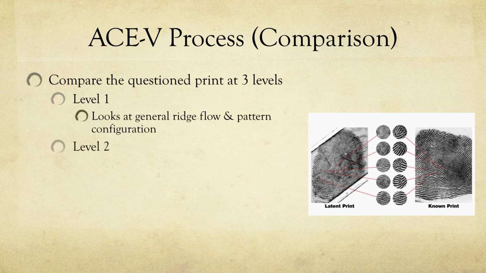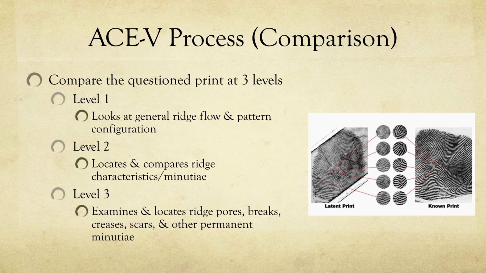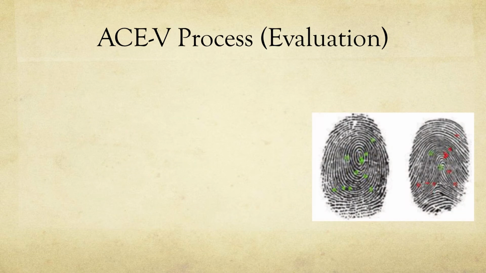The comparison process uses the question print to compare it at three different levels. Level 1 is looking at the general ridge flow and pattern configuration. Then it moves to location and compares the ridge characteristics or the minutiae. And then level 3 examines and locates the ridge's pores, any breaks, creases, scars, and other permanent minutiae that help to identify or individualize that print.